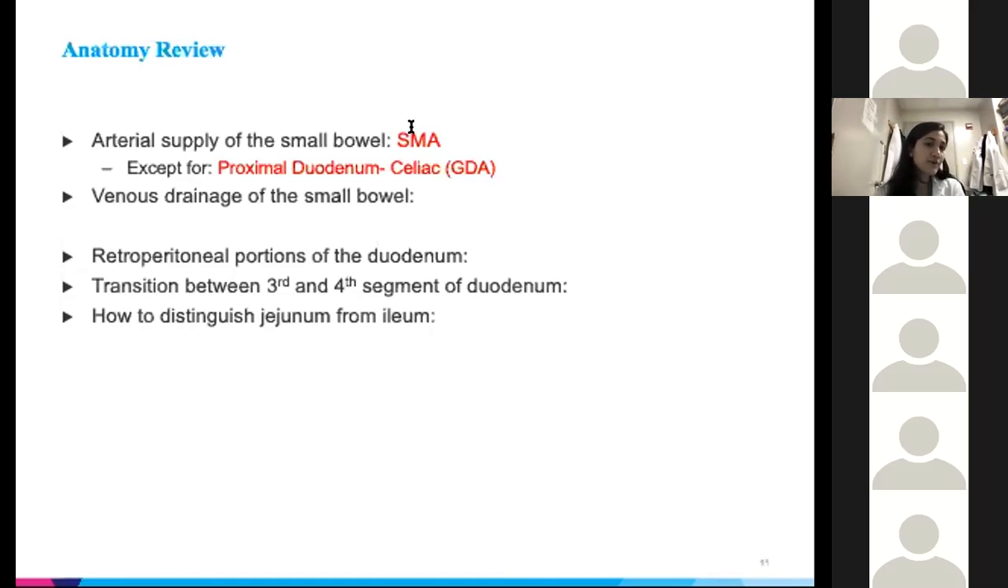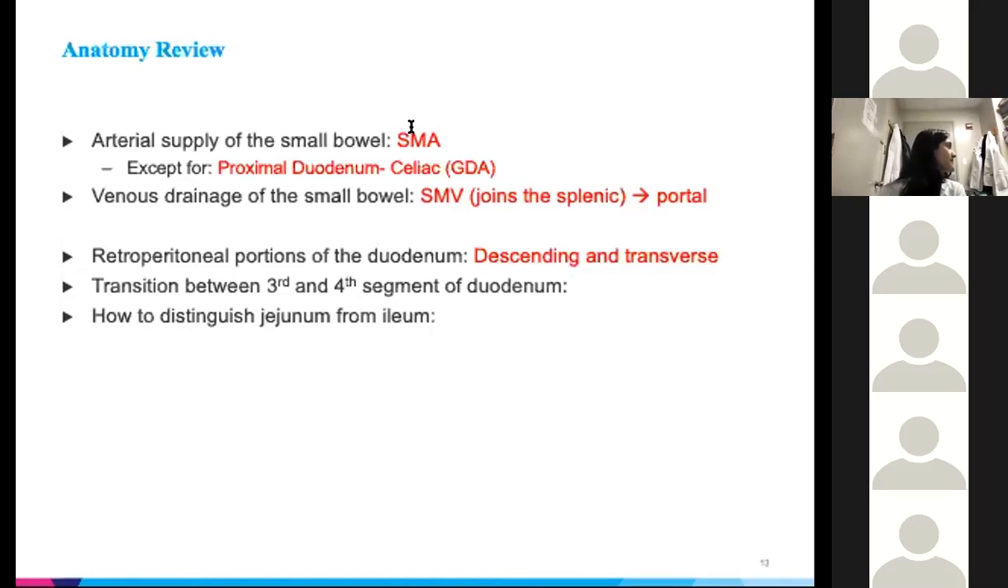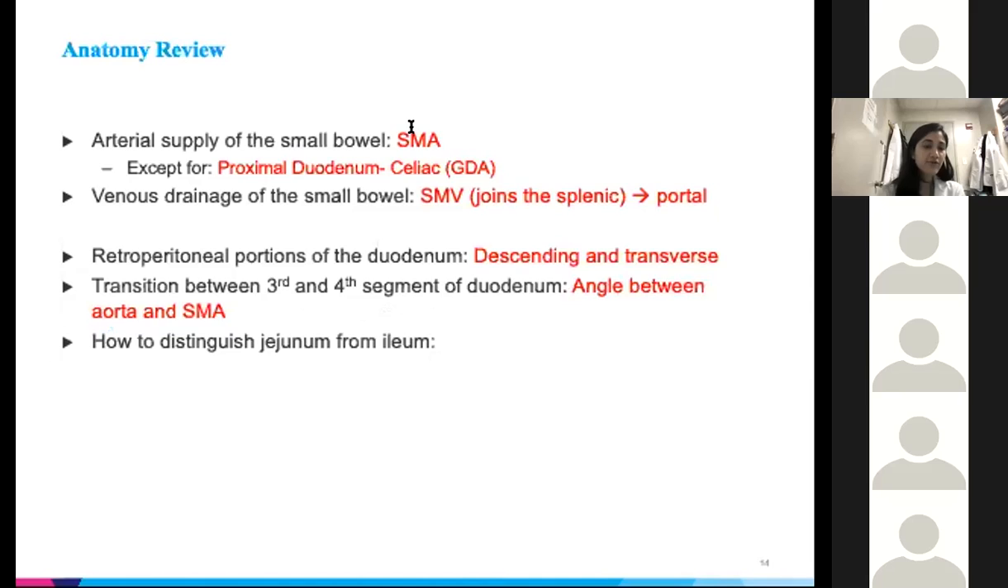Venous drainage of the small bowel. It's the SMV. Retroperitoneal portions of the duodenum: the descending and transverse. Yes, descending and transverse. Transition between the 3rd and 4th portions of the duodenum. This was the angle of the SMA. Yes, the angle between the aorta and the SMA.